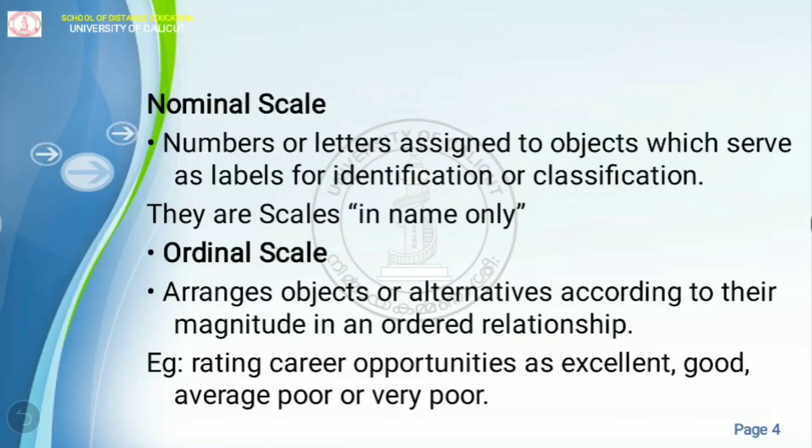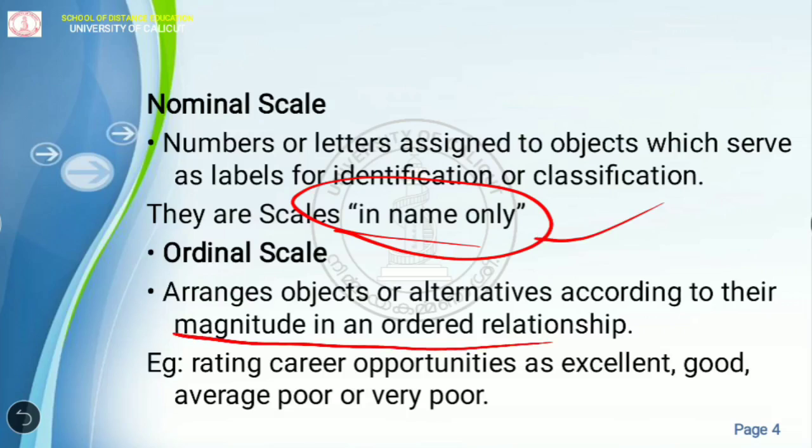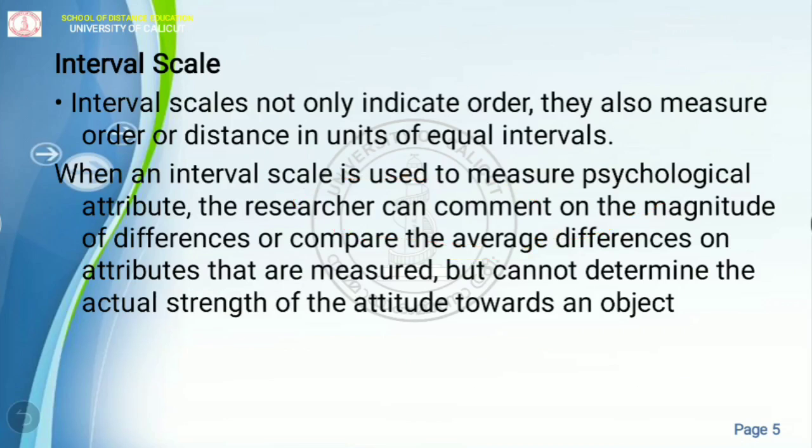The nominal scale indicates numbers or letters assigned to objects which serve as labels for identification or classification. So nominal scale means it indicates the numbers, the name of the variable. The ordinal scale arranges objects or alternatives according to their magnitude in an ordered relationship. Rating career opportunities as excellent, good, average, or poor is an ordinal scale.